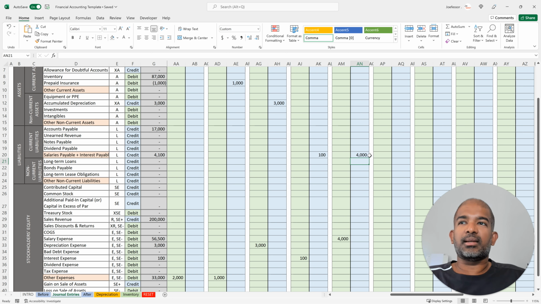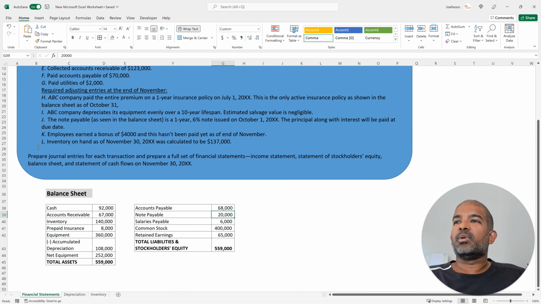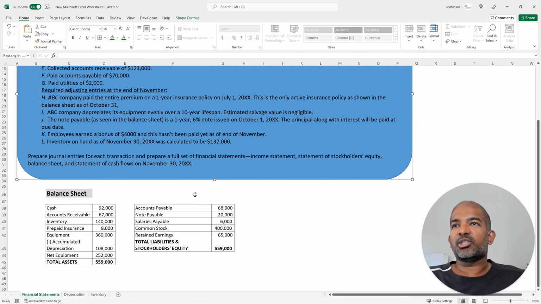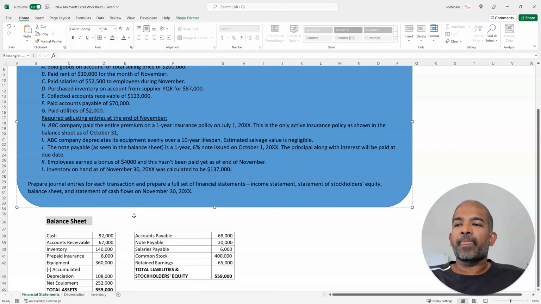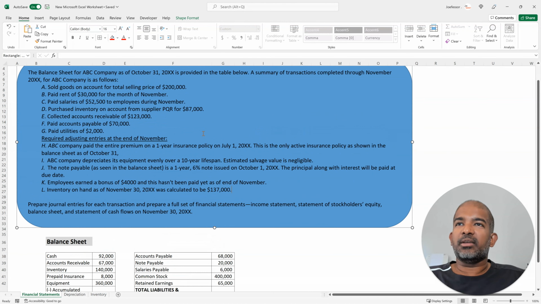$4,000 there. Okay, the last one, part L, inventory on hand as of November 30 was calculated to be 137,000. Inventory at the beginning of the month was 140,000. Now we have 137,000. Let's check if we bought inventory in between. We purchased inventory for 87,000. So from 140,000, if you purchased 87,000, your inventory on hand is 227,000.